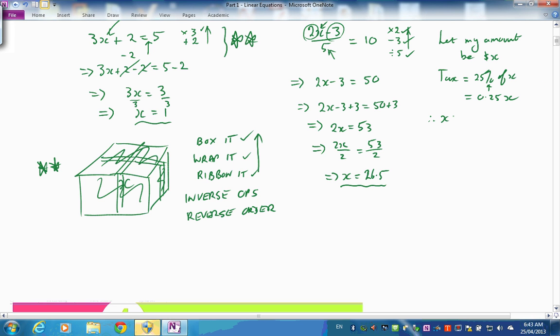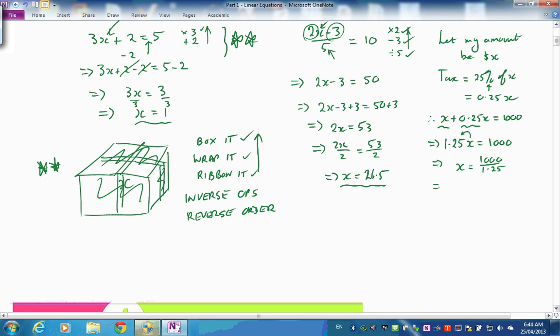Therefore, my amount plus 0.25 of that has to equal $1,000. Now, can we collect these up? That's 1x plus 0.25x. That's 1.25x. Collecting up the x's that we've got now. So that implies that. So now what's been done to x has been times by 1.25. We will now divide both sides by 1.25.